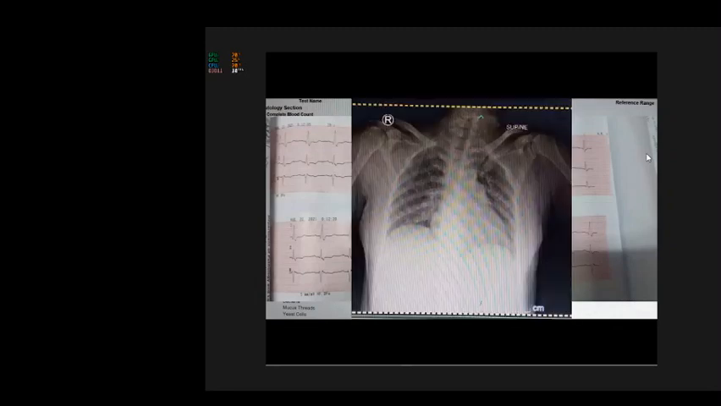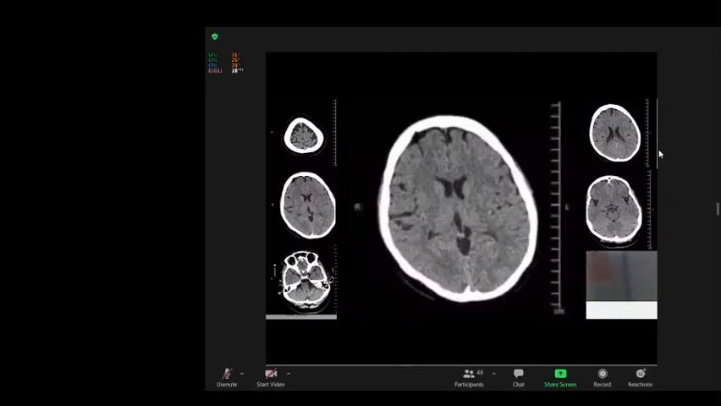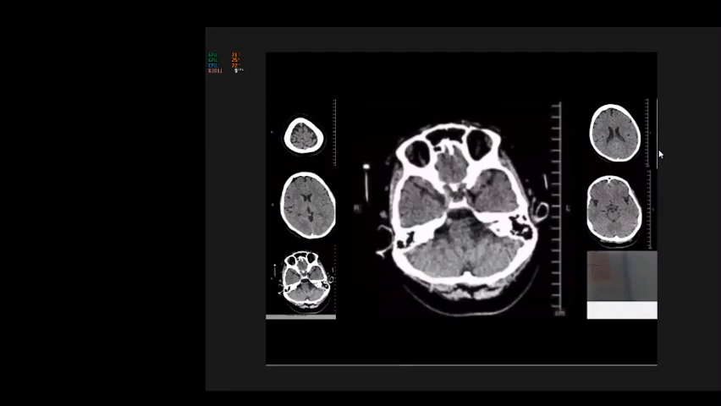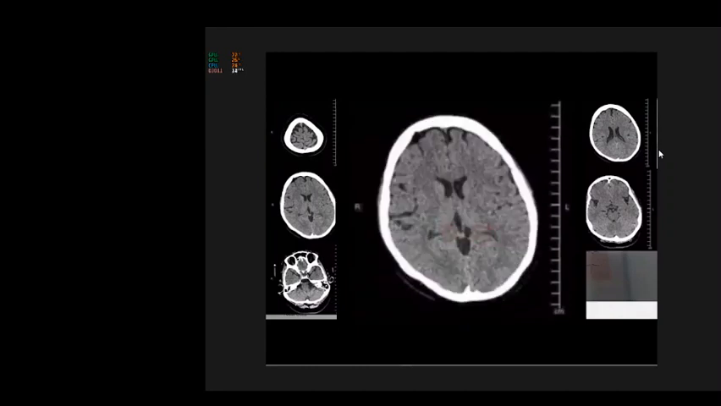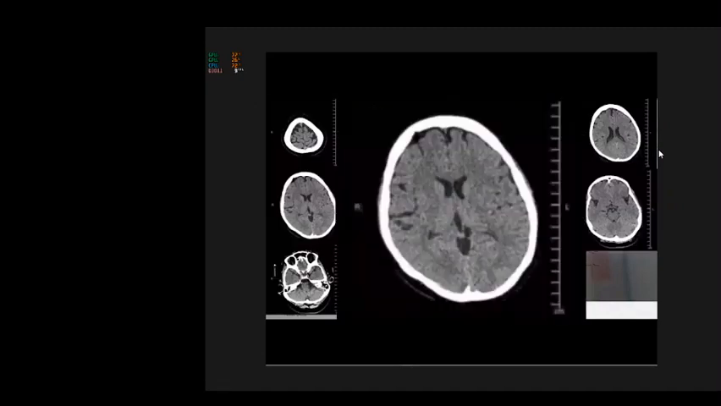In the CT scan, there is a loss of gray and white matter differentiation in the occipital lobe, hypodensity between the occipital lobe and the thalamus near the quadrigeminal plate. And here there's a hyperdensity of the basilar artery. Sorry, for the chest X-ray, there is an increased cardiothoracic ratio, impression cardiomegaly.